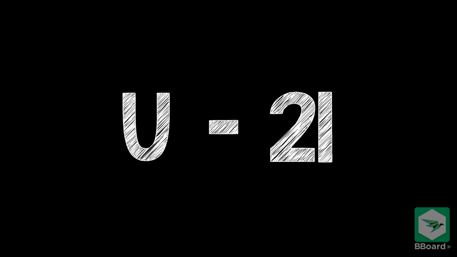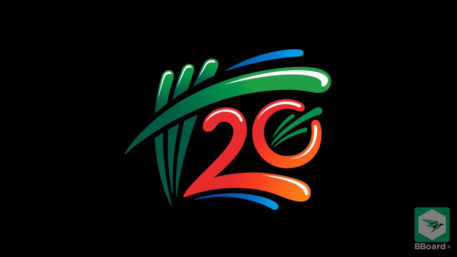U, which is 21. You can see 2 and 1 in this U, right? So 21 is U. T, which is 20. Remember T20 in cricket? So T is 20 and 20 is T.